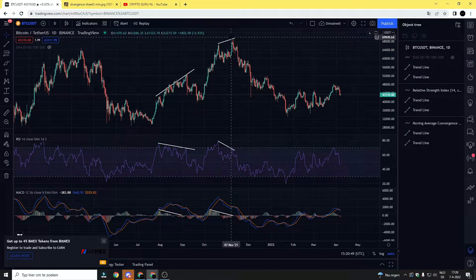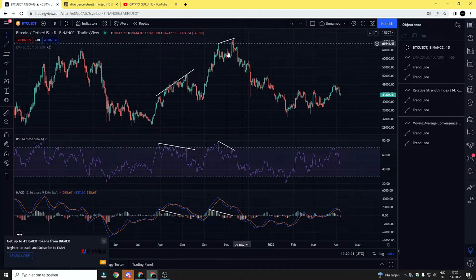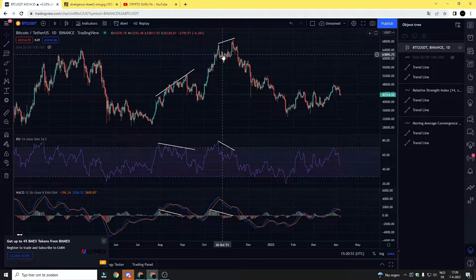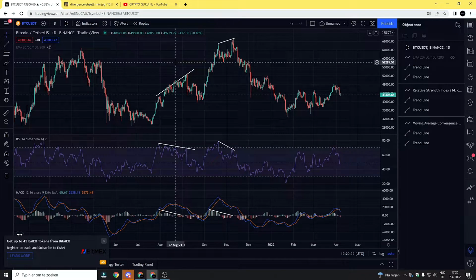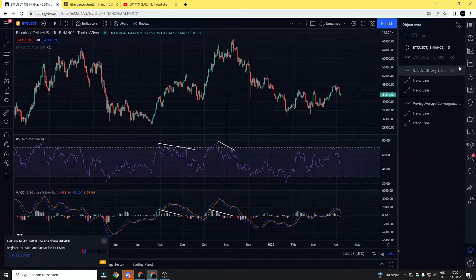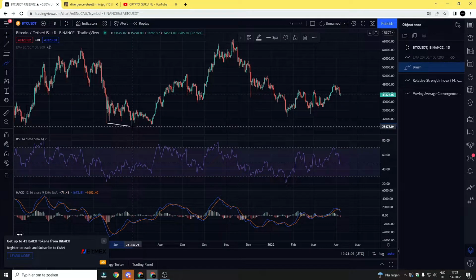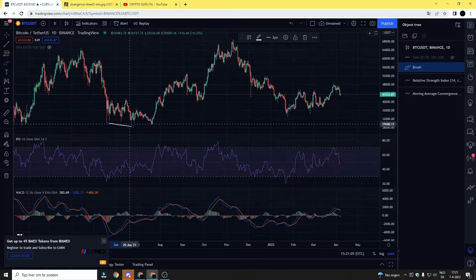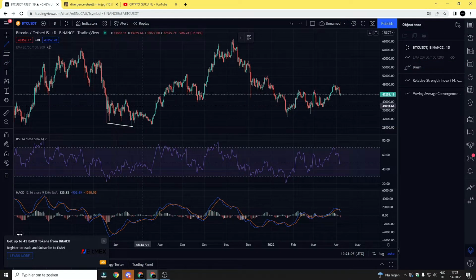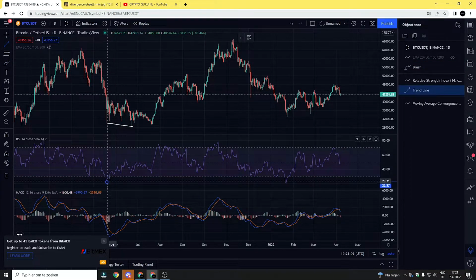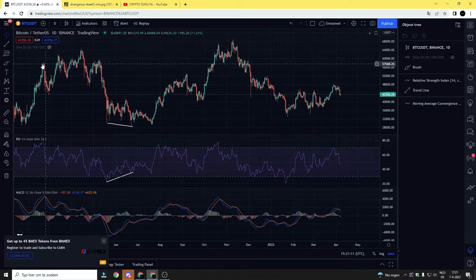So right now we've looked at bearish divergences, but we can also spot bullish divergences, of course, on the chart. If we remove the trend lines, right here we can see that we were forming lower lows on the price action, and while we were forming those lower lows, the RSI and the MACD were forming significant higher lows.